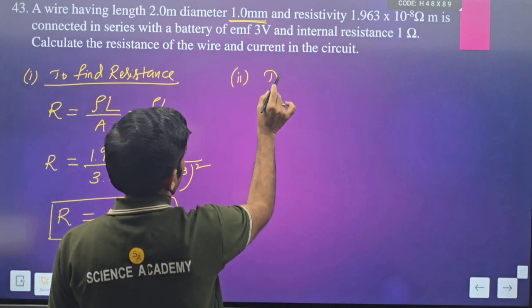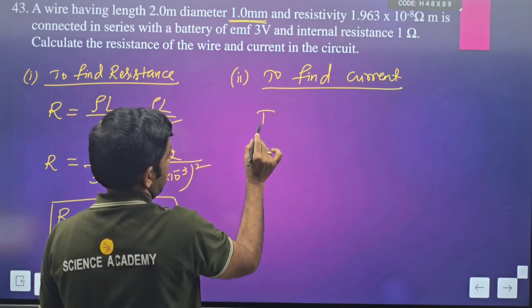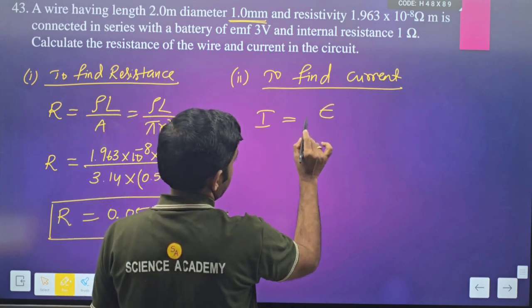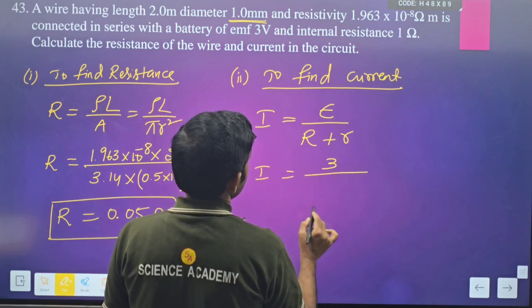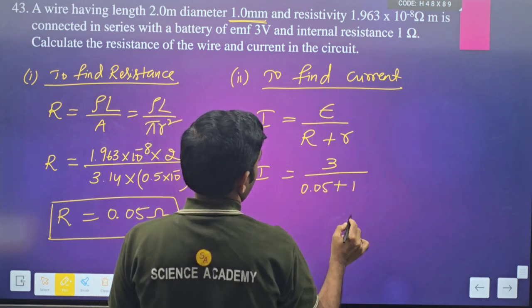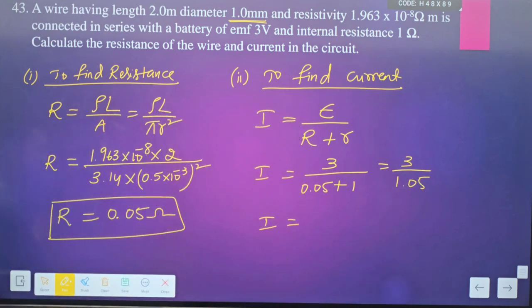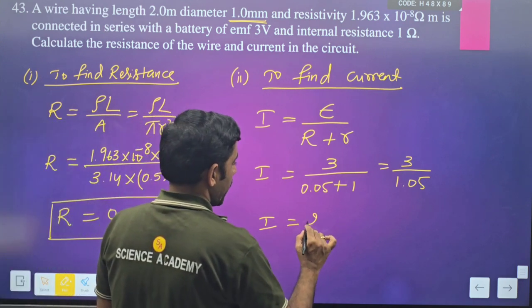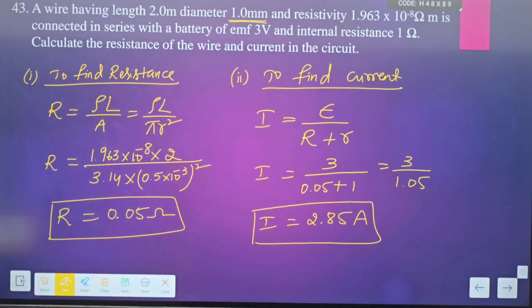Second case, to find the current in the circuit. When EMF is given, Ohm's law applied to the whole circuit, the formula is I is equal to E divided by R plus r. Hence, I is equal to 3 divided by the external resistance 0.05 plus internal resistance 1 ohm, which is equal to 3 divided by 1.05. Hence, if you simplify this one, you will get 2.85 amperes. Hence, your final answer is current 2.85 amperes, resistance 0.05 ohm. Again, if you want, you can take a screenshot. Over. Next.